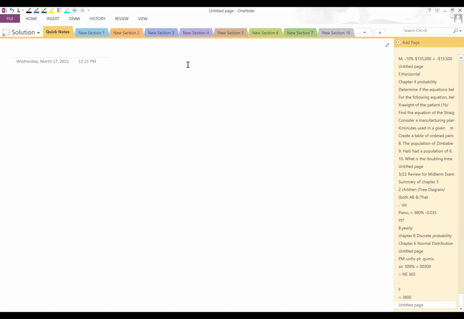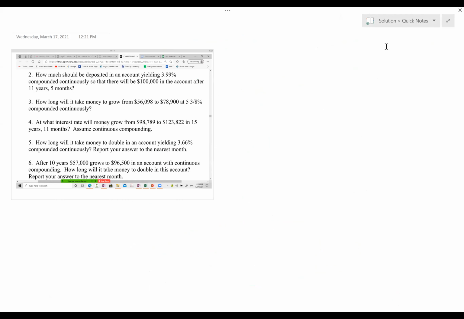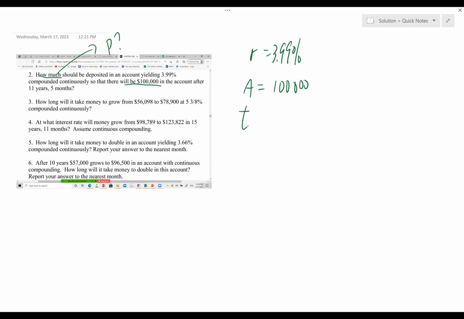All right, so let's look at question number 2. You're looking for how much, meaning we're looking for the principal, because there will be $100,000 in the account after 11 years, 5 months, and the interest rate is given. So we're looking for the initial investment, or you can call that principal. Principal is unknown here. The rate is given, 3.99%, and the ending balance is 100,000. Time t is also given, 11 years and then 5 months.